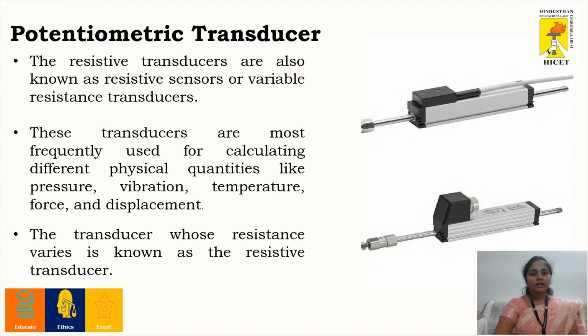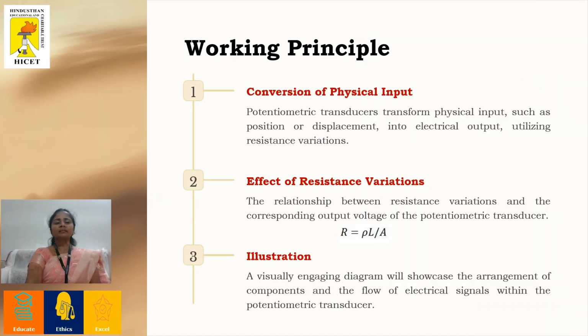So this potentiometric transducer is also called a resistive transducer because this transducer works on the principle of change in resistance. These transducers are generally used for converting physical quantities like pressure, vibration, temperature, force and displacement into an electrical quantity. A transducer whose resistance varies is known as a resistive transducer. So the potentiometric transducer is a kind of resistive transducer because it works on the principle of change in resistance. We are going to see the working principles of the potentiometer.